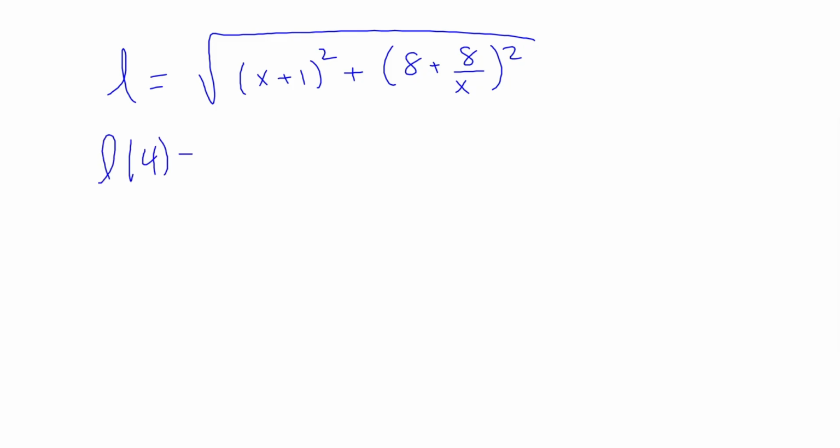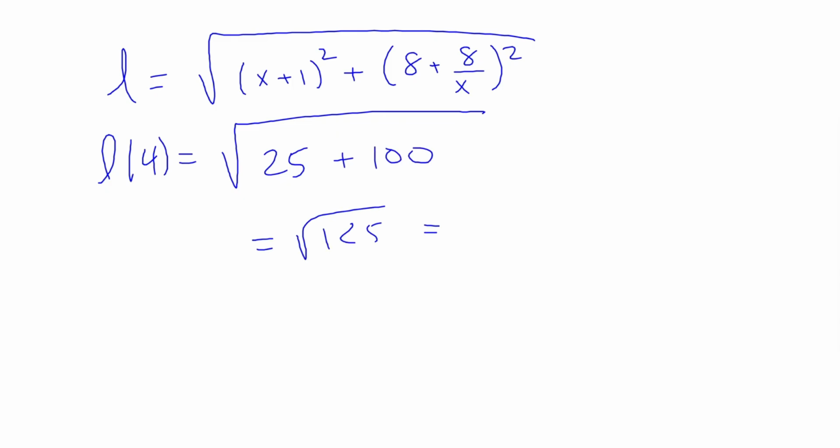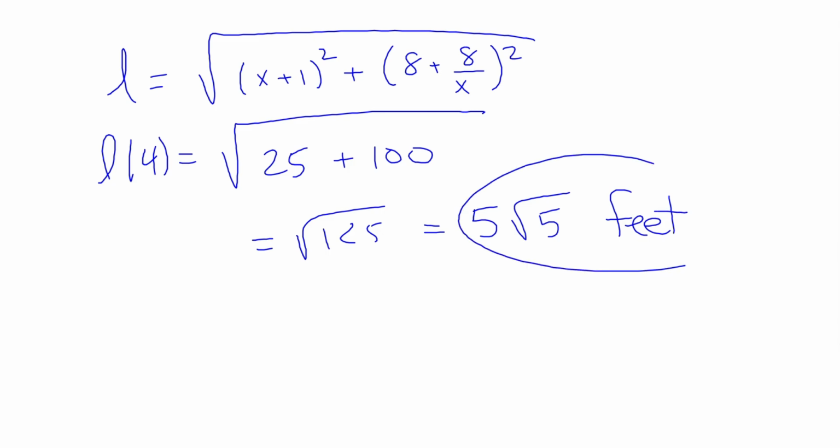So L of 4 is going to be the square root of 4 plus 1 is 5. 5 squared is 25. And then 8 plus 8 over 4, that's 8 plus 2, right? 8 plus 2 is 10. So 10 squared is 100. This is root 125, which is 5 root 5. And I believe our units were feet here. And so that is the minimum length of that fence.